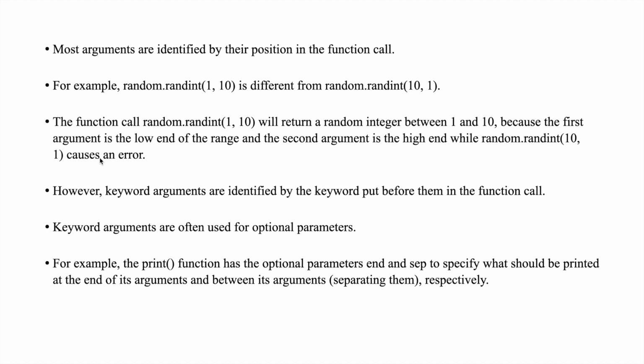However, keyword arguments are identified by the keyword put before them in the function call. Keyword arguments are often used for optional parameters. For example, the print function has the optional parameters end and sep. The print function uses the optional parameters end and sep to specify what should be printed at the end of its arguments and between its arguments. So end specifies what should be printed at the end.